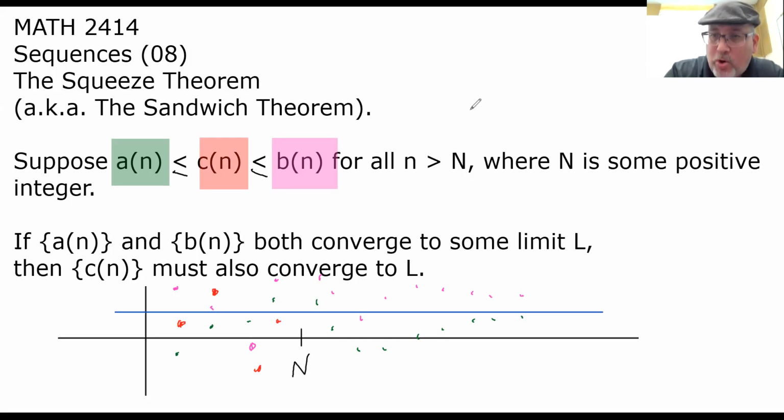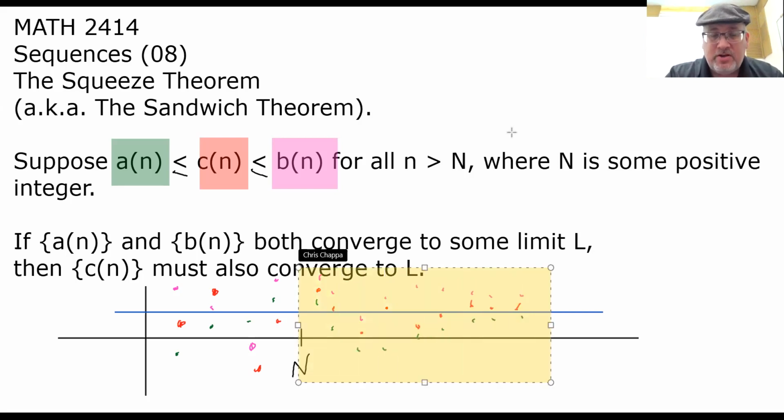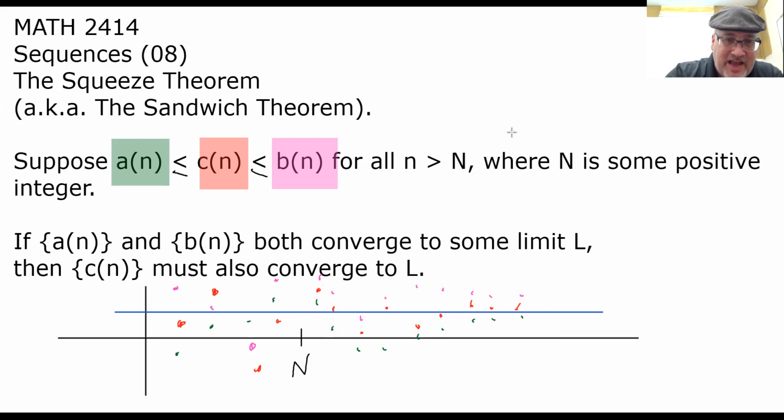Let's say at some point, the red dots stay between the green dots and the pink dots. Doesn't really say how close they have to be. Let's say after a certain point, that point being capital N, the red dot will stay between the green dot and the pink dot forever. Make note that it happens after this boundary.